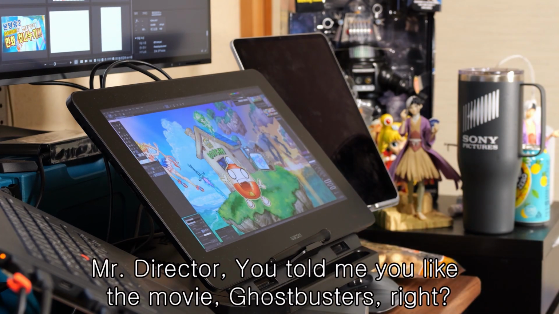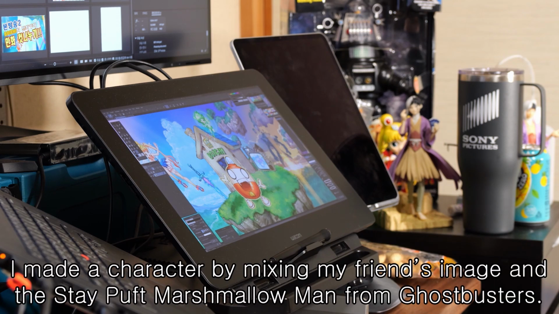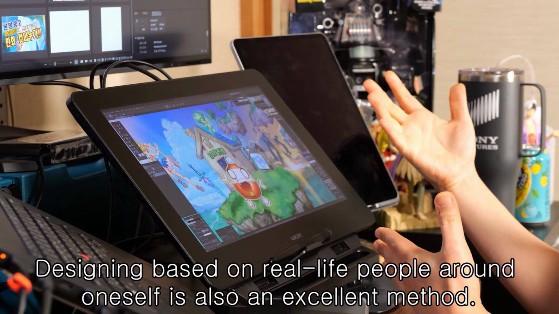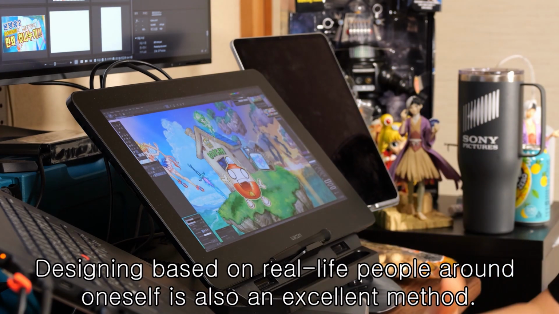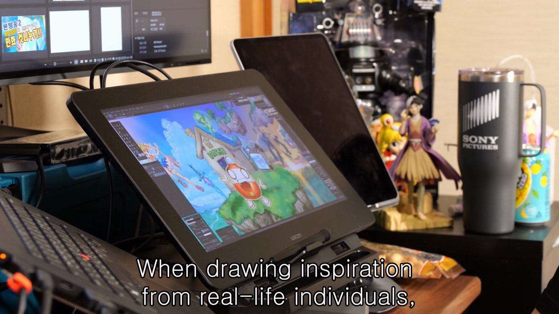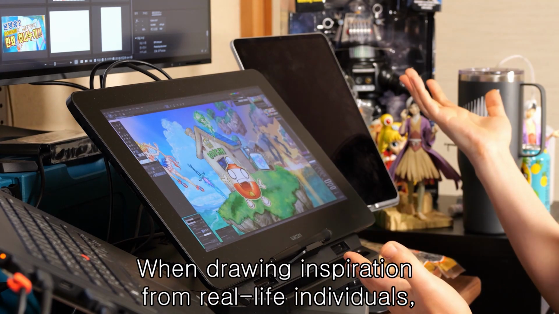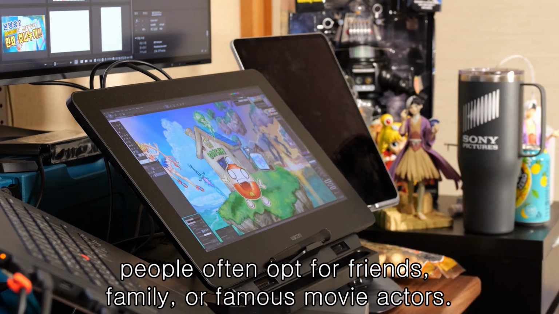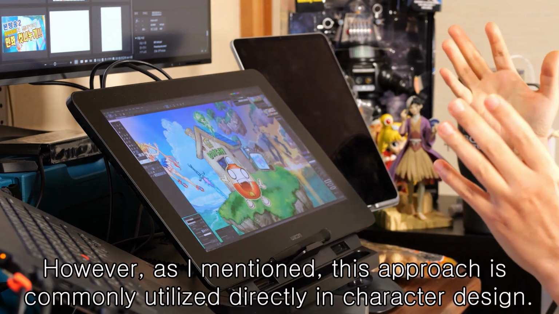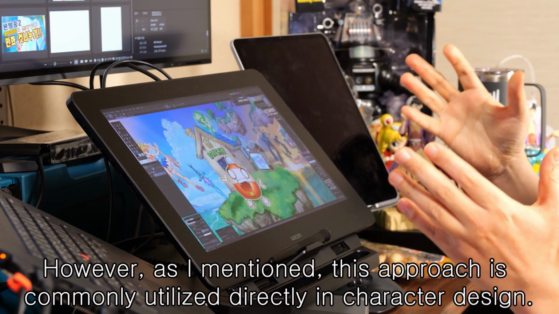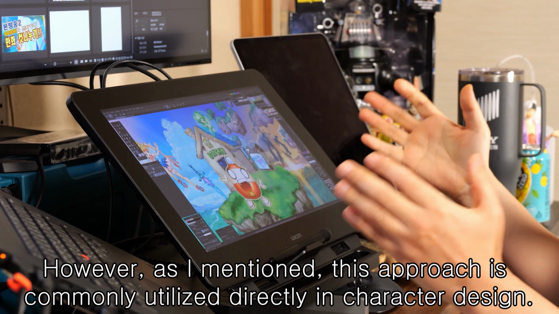Mr. Director, you told me you like the movie Ghostbusters, right? I made a character by mixing my friend's image and the Stay Puft Marshmallow Man from Ghostbusters. Designing based on real-life people around oneself is also an excellent method. When drawing inspiration from real-life individuals, people often opt for friends, family, or famous movie actors. However, as I mentioned, this approach is commonly utilized directly in character design.